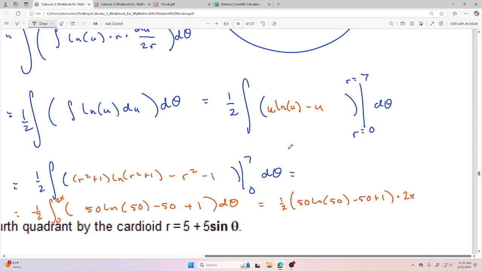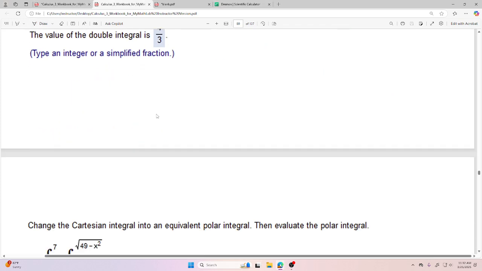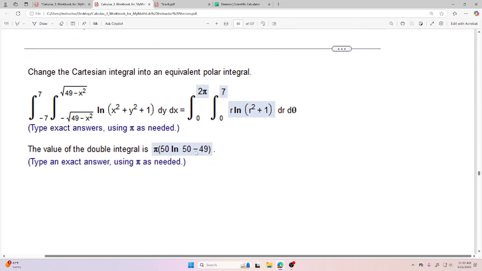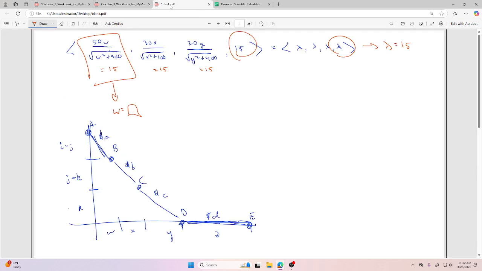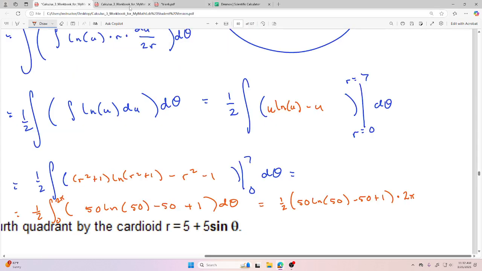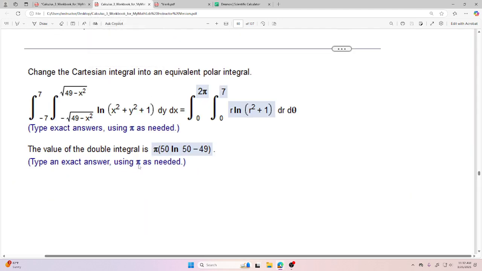This is the answer. But I want to see what they got for the answer. Oh, okay, look. Right, because I did the 50 and then the 1. Boom! All right, we'll come back and revisit the limits, though, okay?